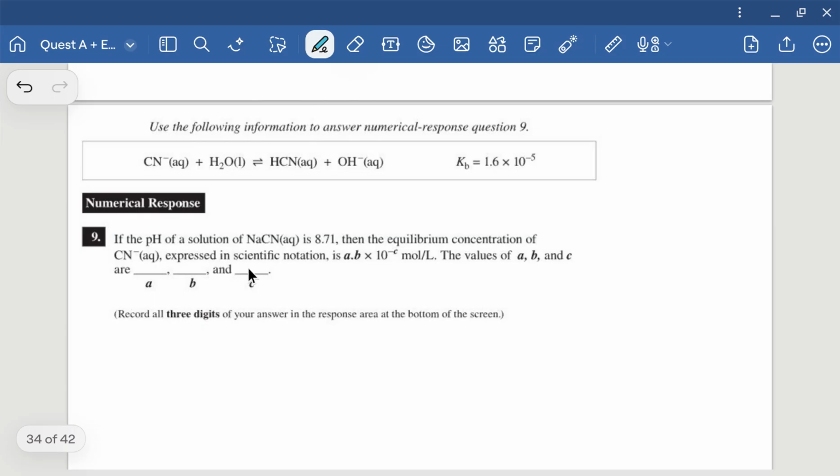Numerical response number 9. You have the pH of a basic solution, and it's asking for the equilibrium concentration of the base. So just filling this in.